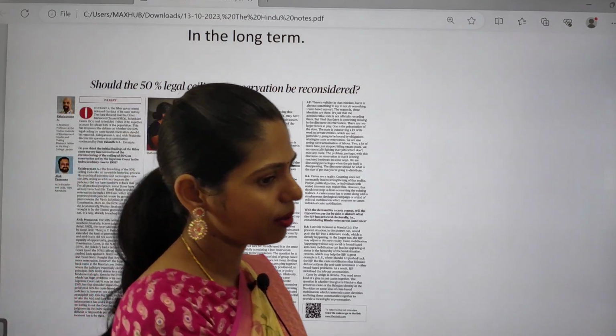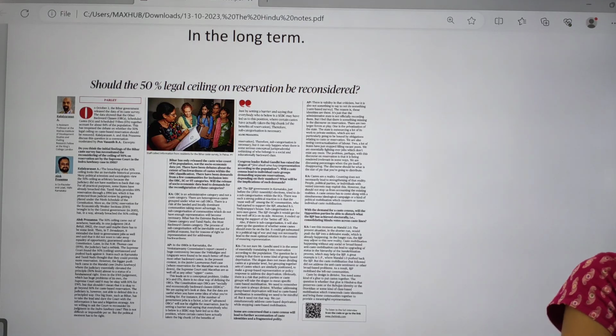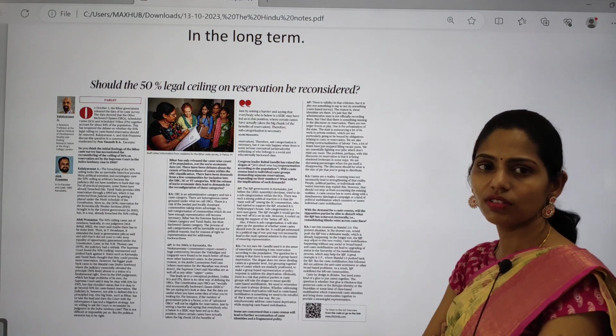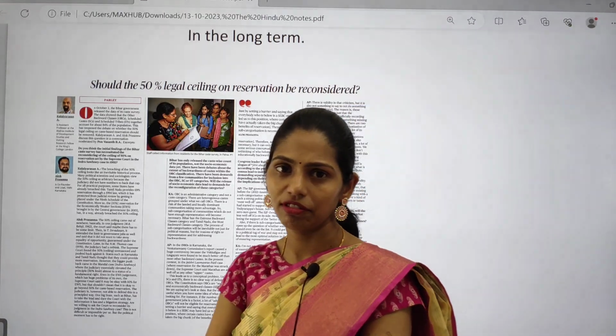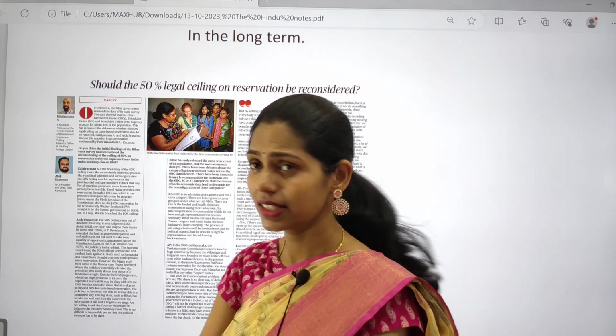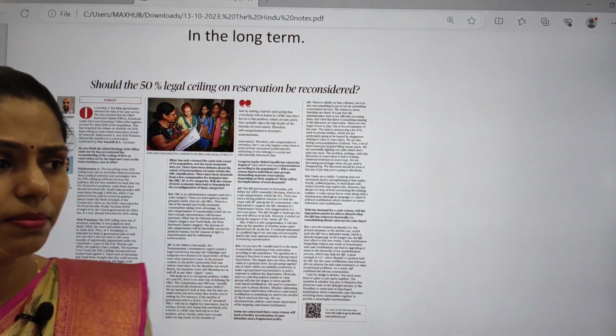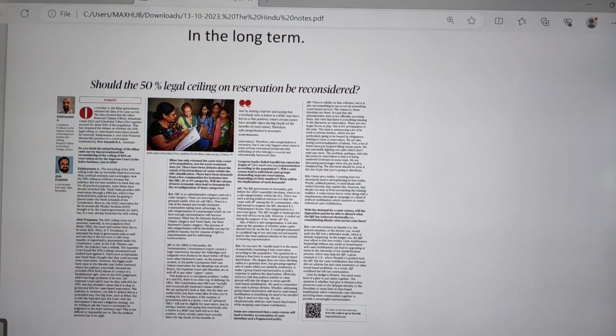So here you have to know about a famous case, that is the Indra Sahani case. In that case, the Supreme Court said that reservation should be provided only up to 50%, not more than this 50%. But the caste based survey of Bihar says that other backward classes and extremely backward classes are more than 60%.